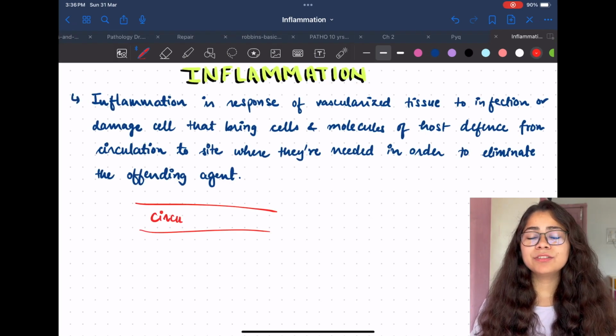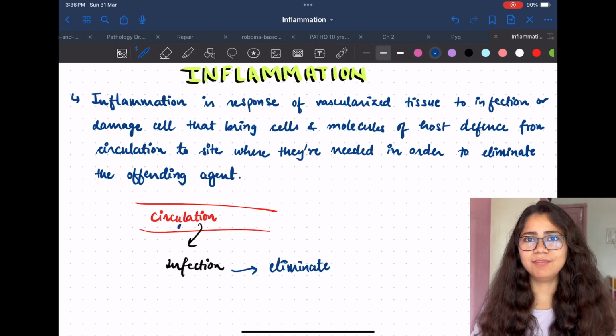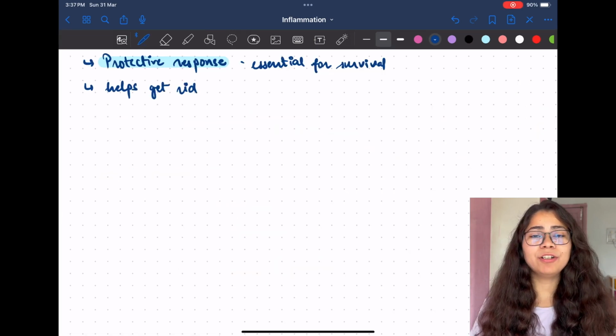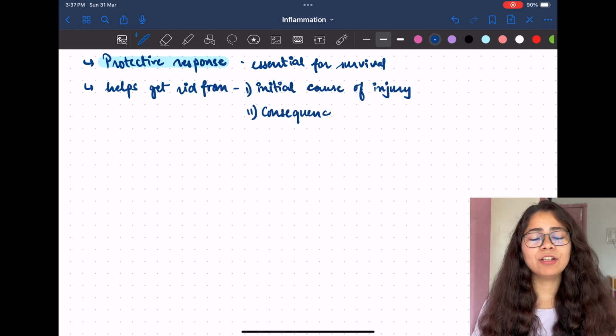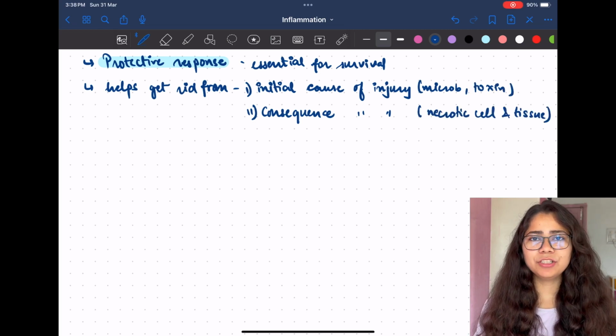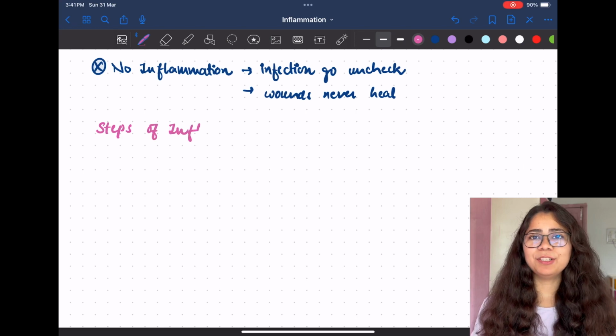As they are helping us to get rid of this infection and foreign bodies, this is very important for survival. It helps us to get rid of both the initial cause of injury, that is the bacteria or toxin, and also the final cause of injury, that is the damaged cell and tissue. If there is no inflammation, the infection will go unchecked. Wounds will never heal.